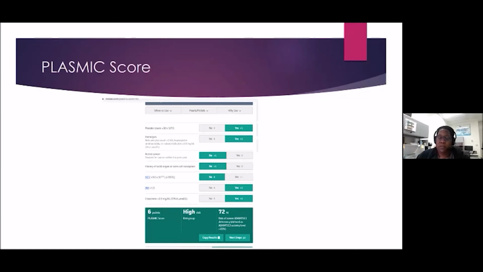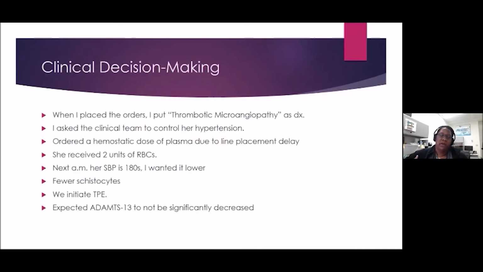So I calculated her PLASMIC score again. She got a score of 6, 72% chance of this being severe deficiency of ADAMTS13. So we get everything started for TPE. When I placed the orders, I put thrombotic microangiopathy as the diagnosis because her blood pressure was so high. And sometimes you will see that can cause a picture that looks like thrombotic microangiopathy that could look like TTP. So I asked the clinical team to control her hypertension.